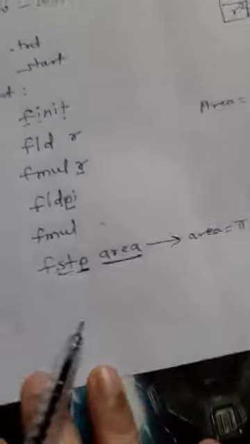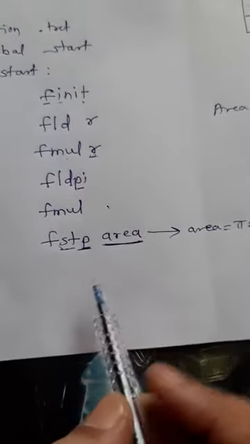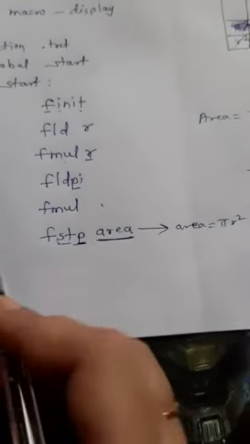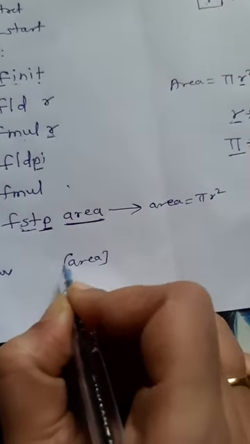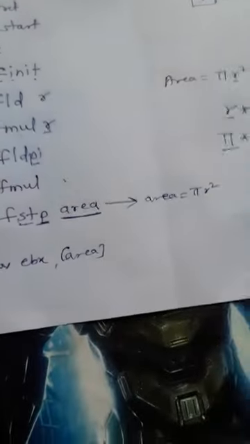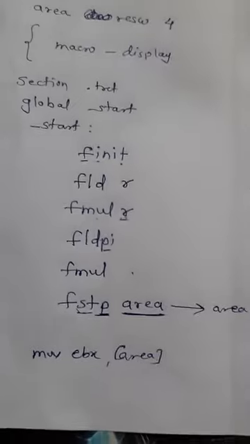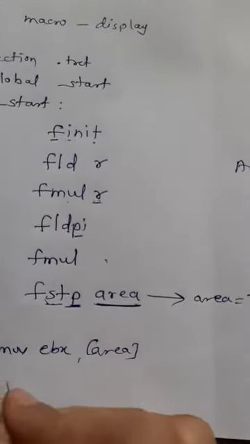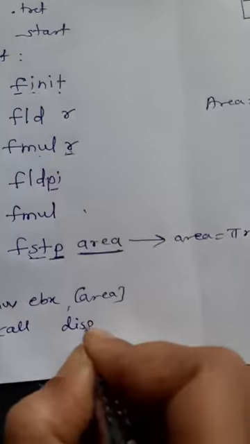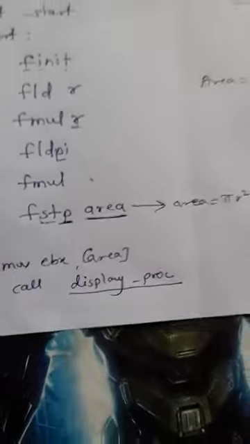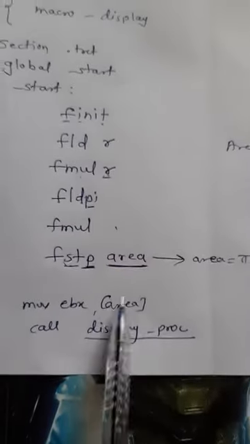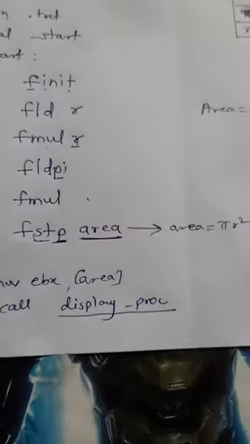Once we have our result in one variable, we know that from the variable we can take it into a register and display it. So we can move the content of area to the equivalent size of register. Either you can move it into EBX, or if it is 16-bit you can move it into BX, and then call our normal display procedure. This procedure you already have with you in every program. So the content of area will be displayed by the display procedure.